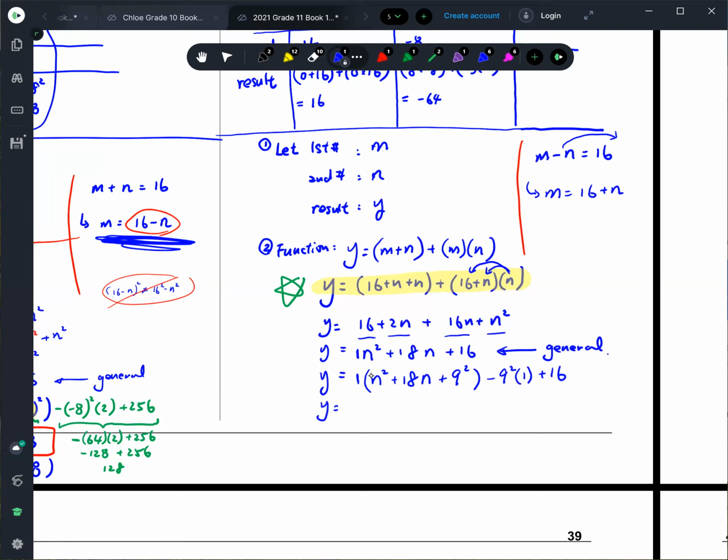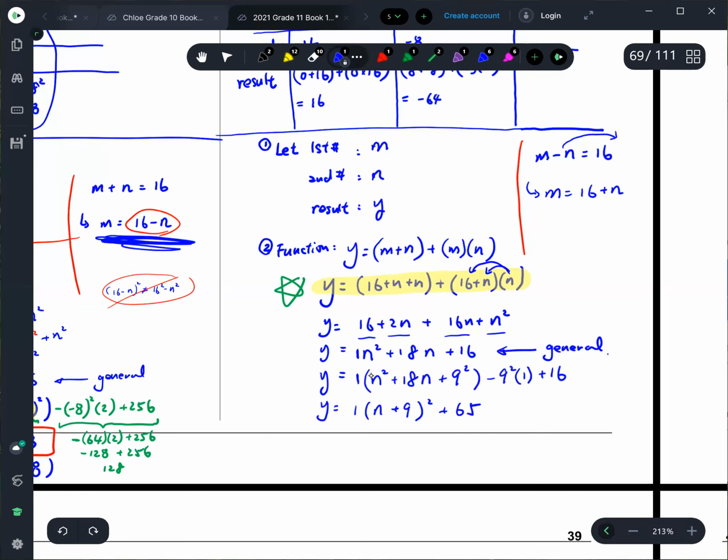Is it 1 bracket n plus 9, and then bracket squared? Yeah, bracket squared, and then let me do the back. And is it plus 65? Plus 65. Yeah, I think it's 65.